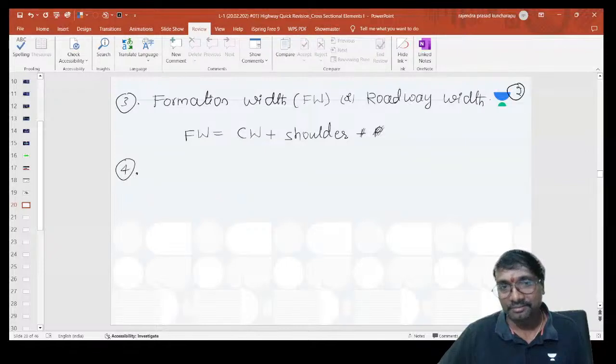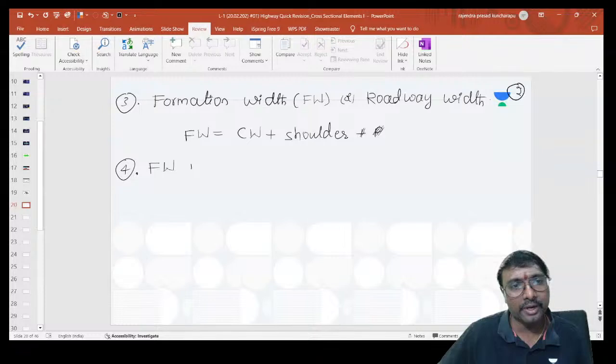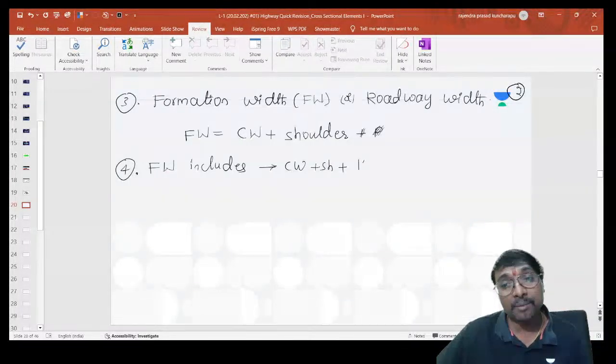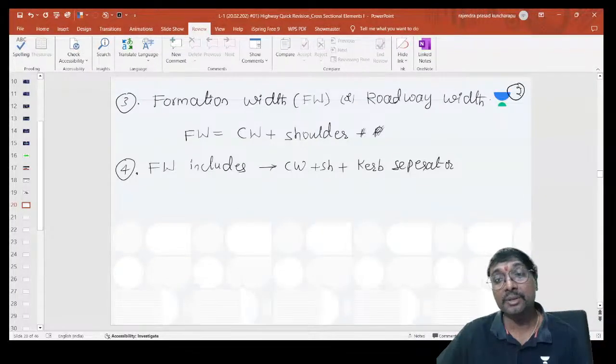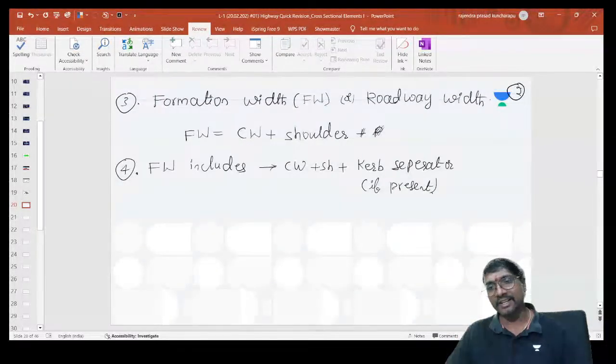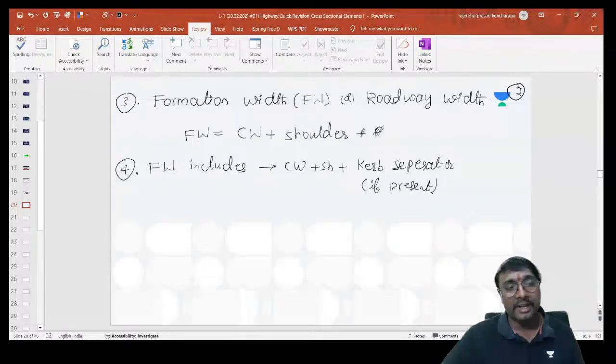Okay, now, that is your formation width, right? What are all the things that formation width values include? Formation width includes which one? Formation width includes the carriageway, shoulder plus which one? Curb separator may be included, right? What is that curb separator? Median separator is not included. Curb separator is included if present, right? So do you give a guarantee that curb is present always in case of this carriageway? We may not give a guarantee that curb is always present, right? If it is present, you include it. And what does formation width not include? Tell me.